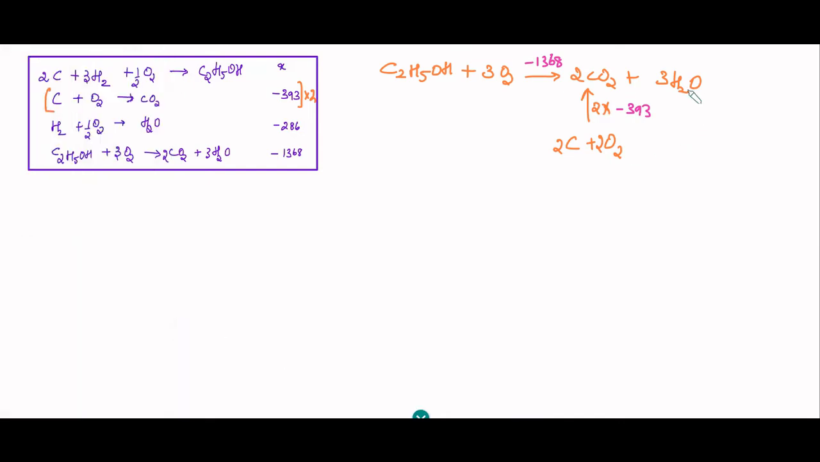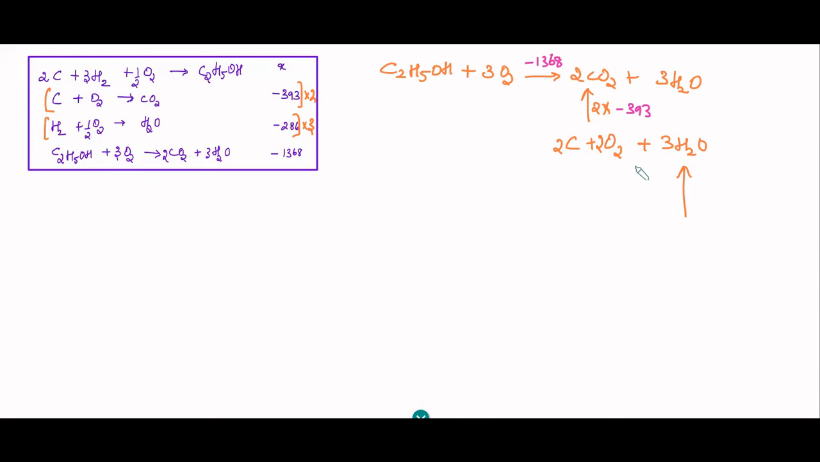Now, whatever I have not used, the 3 water molecules, I'll simply copy as it is. Now I'm done with the carbon dioxide portion. Now I have to keep my focus on the water molecule. So when I'm focusing on the water molecule, I'll have H2 plus half O2 giving me water molecule, associated with minus 286 kilojoules per mole. But I'm not dealing with one mole, I'm dealing with 3 moles of water molecule, meaning I have to multiply this equation with 3.